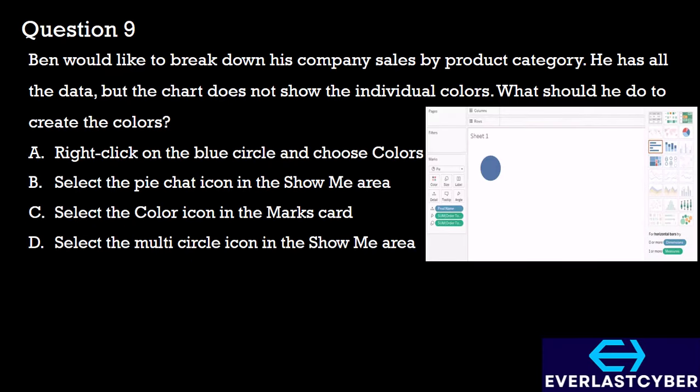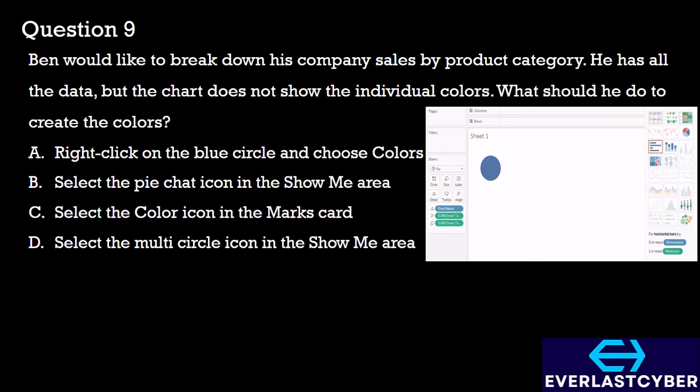Question 9. Ben would like to break down his company sales by product category. He has all the data, but the chart does not show the individual colors. What should he do to create the colors? A. Right-click on the blue circle and choose colors. B. Select the pie chart icon in the Show Me area. C. Select the color icon in the Marks card. D. Select the multi-circle icon in the Show Me area.